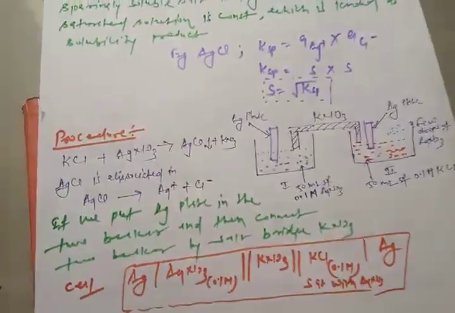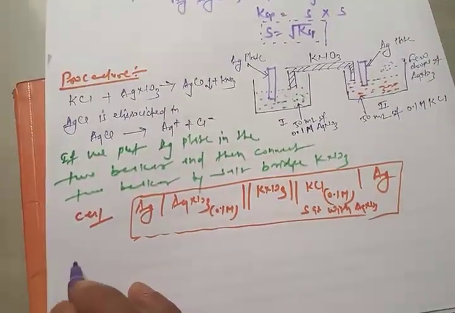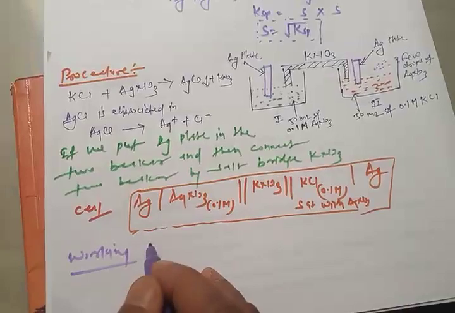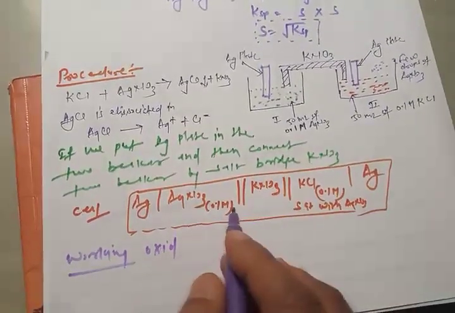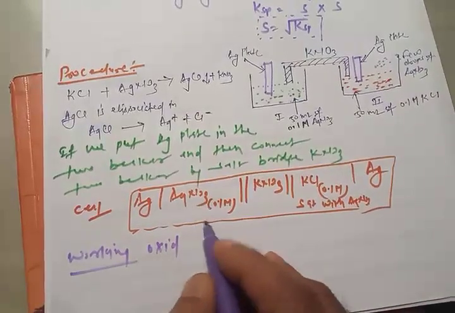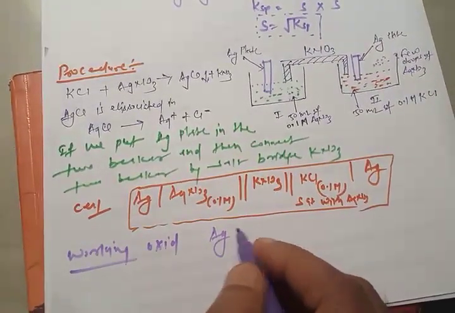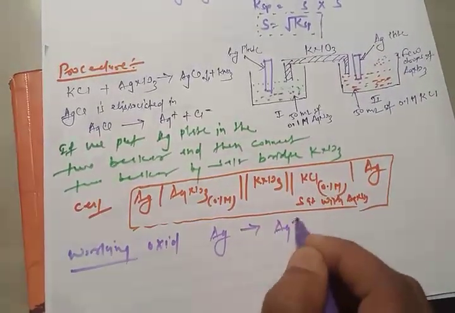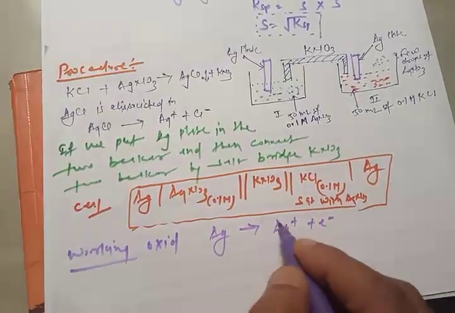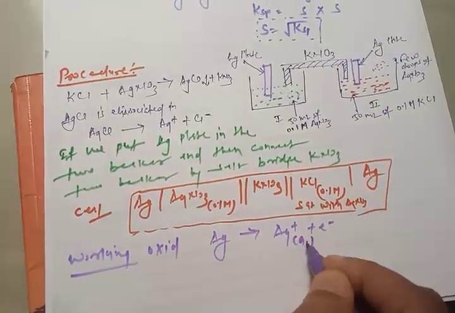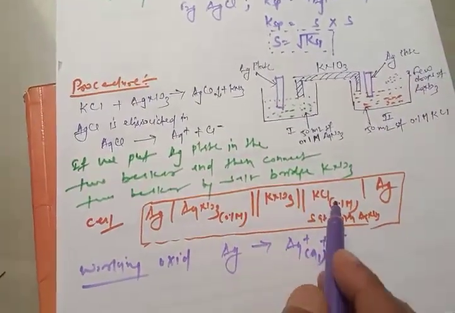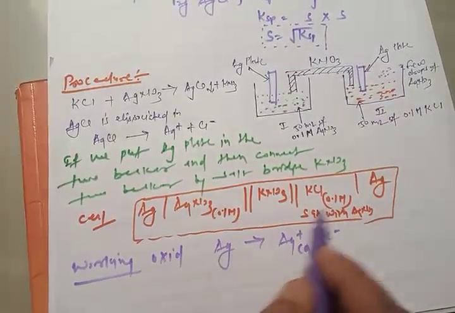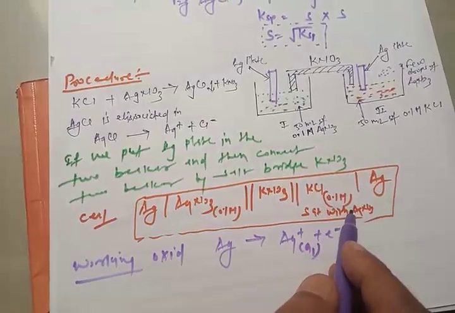Okay, so now moving to the working. What is the working of the cell? For the working, as we know that we require cell reactions, we go for the first oxidation, left hand side. So on the oxidation left hand side, what will happen? This is Ag, and this will convert into Ag plus with the release of one electron, and this Ag plus is of activity A1.